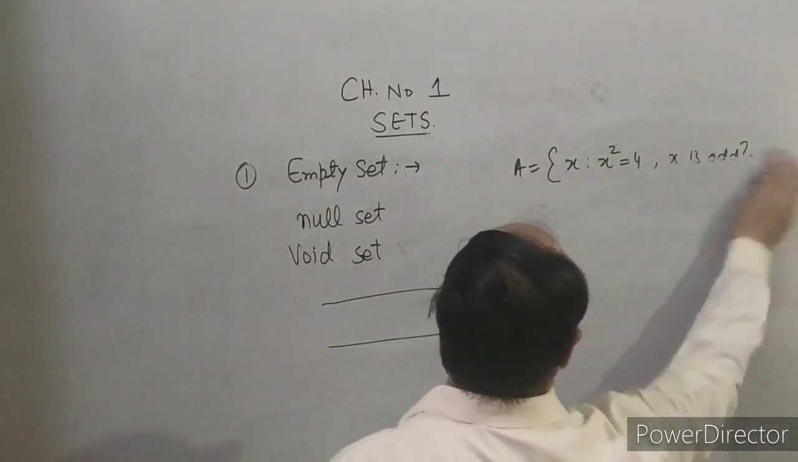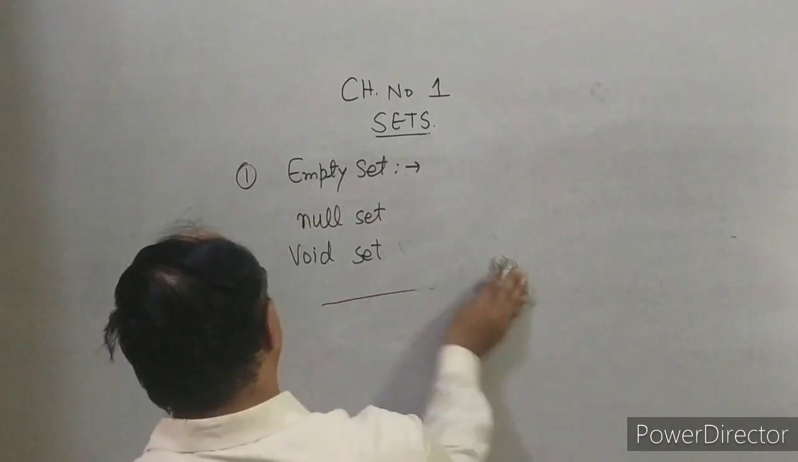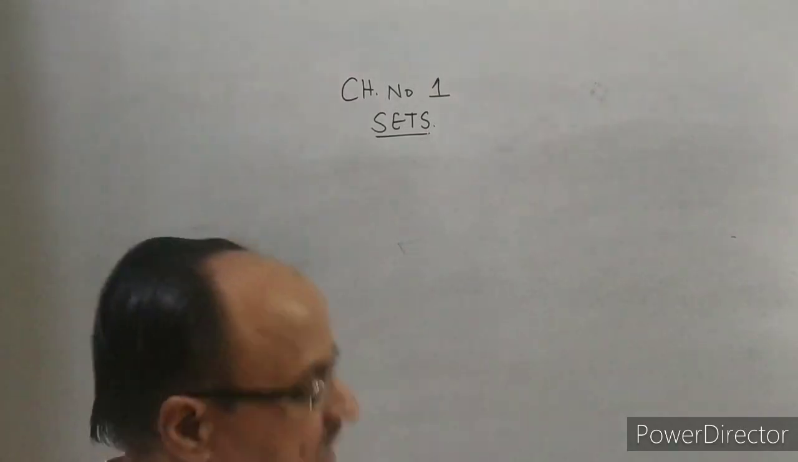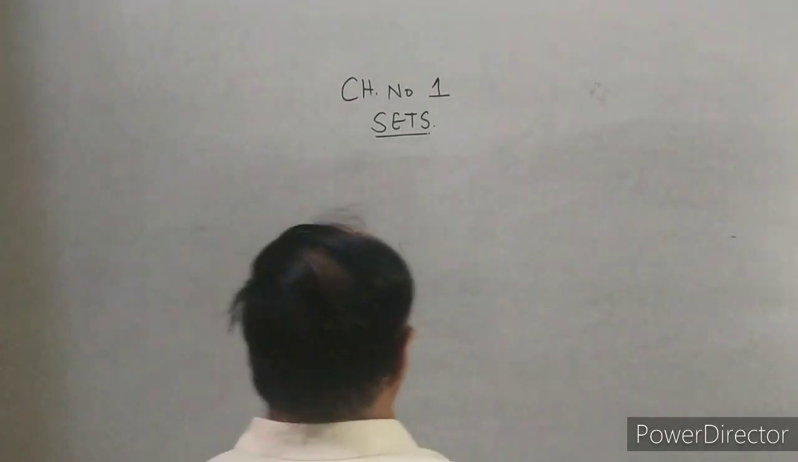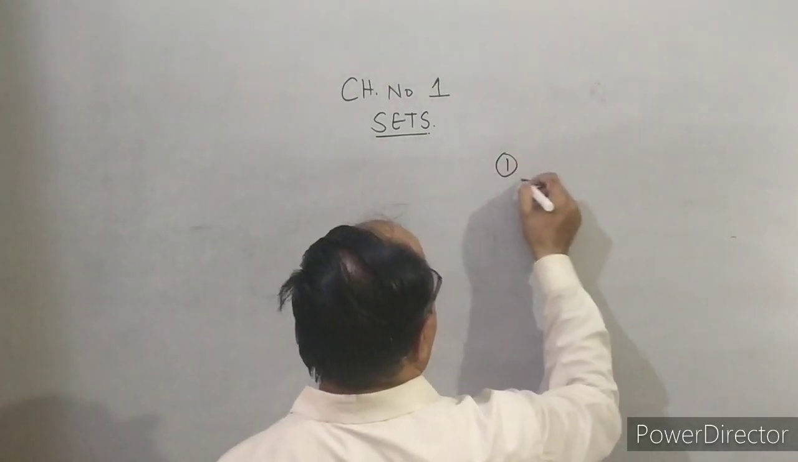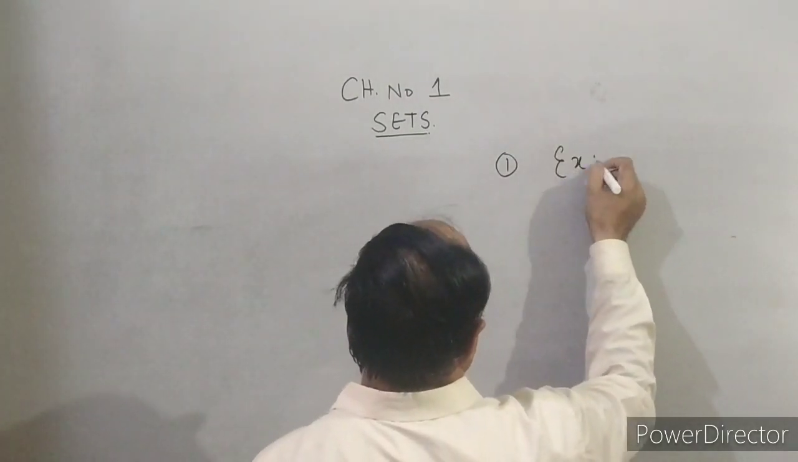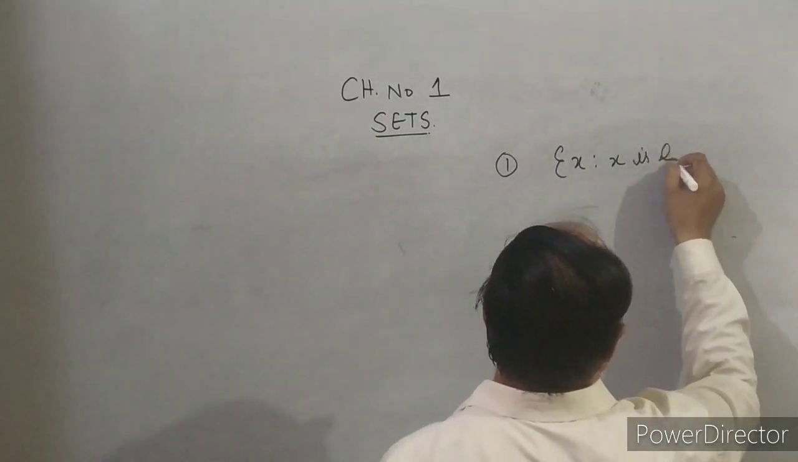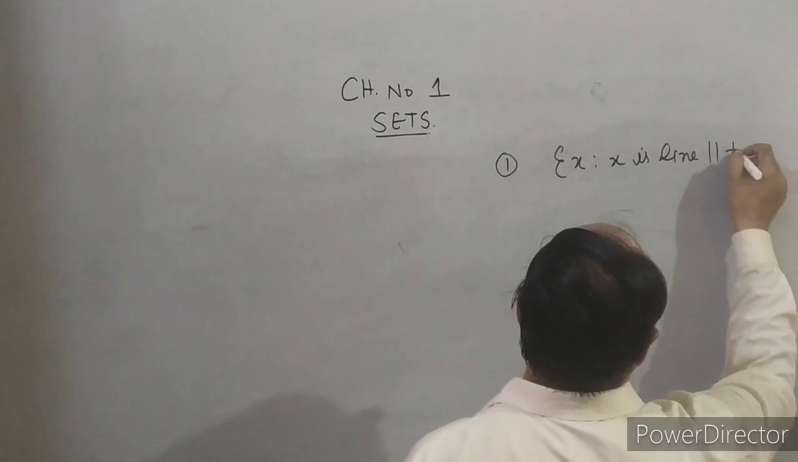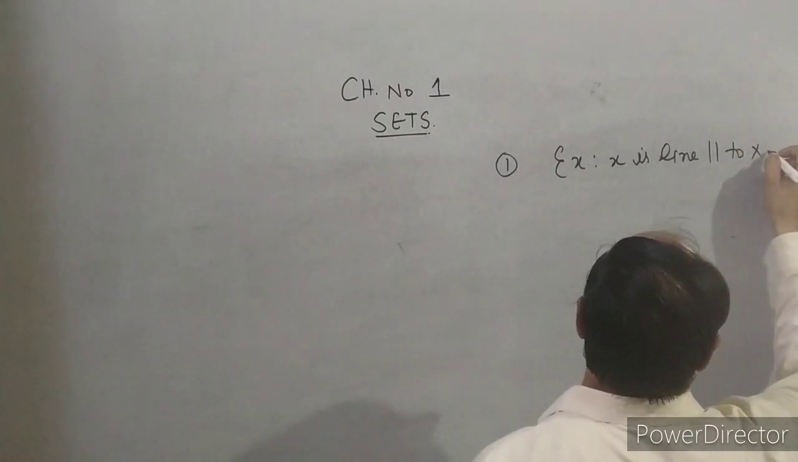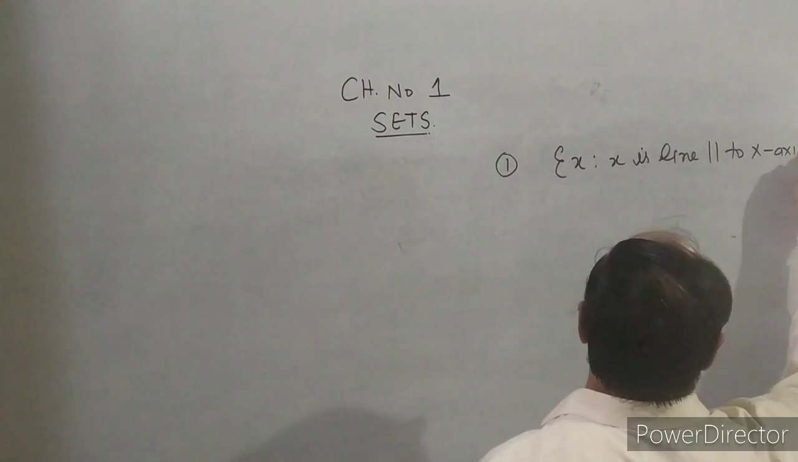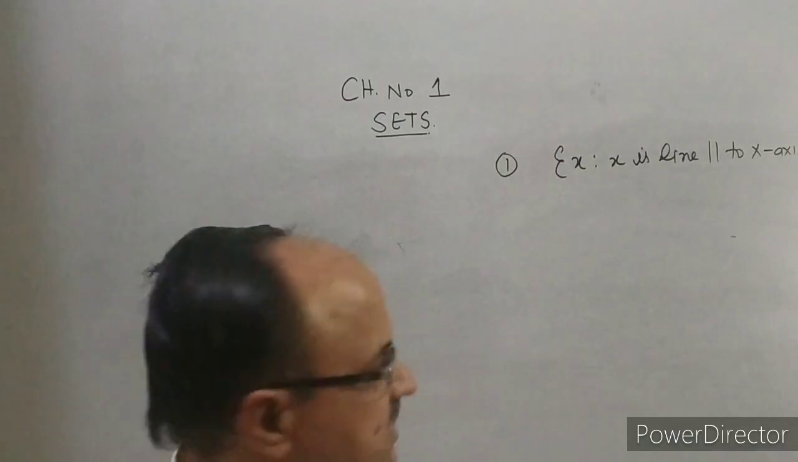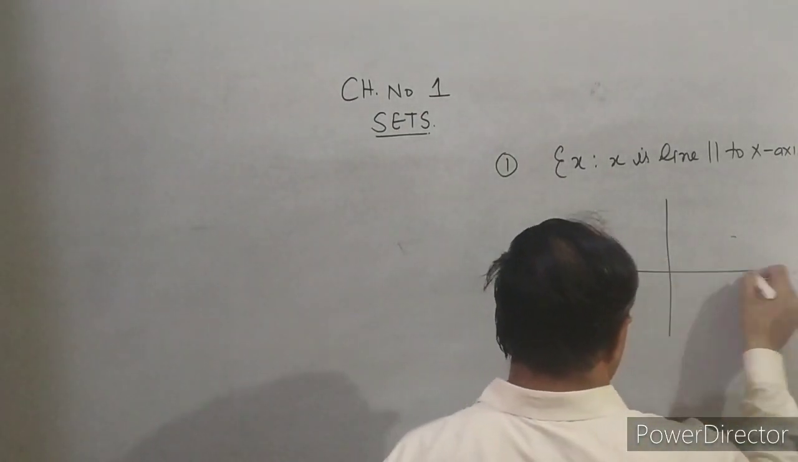And now an example of an infinite set. The set of all x such that x is a line parallel to the x-axis. The line which is parallel to the x-axis.